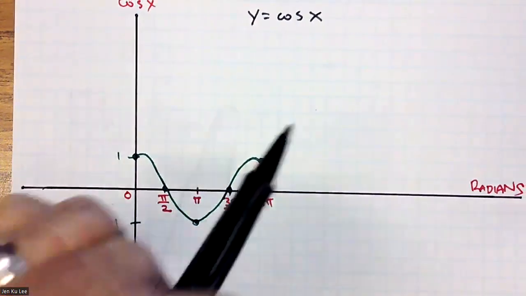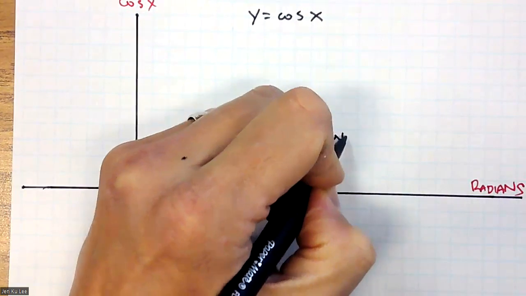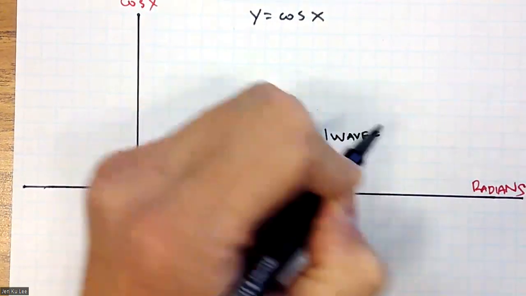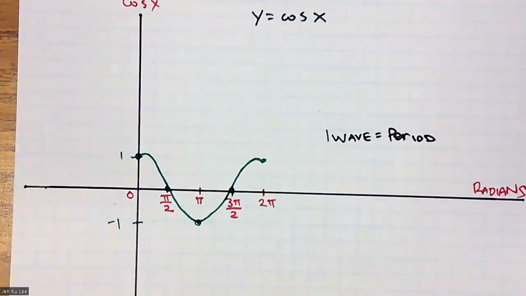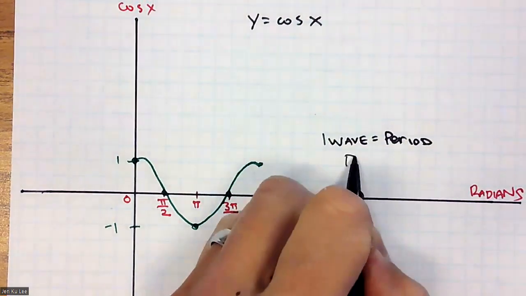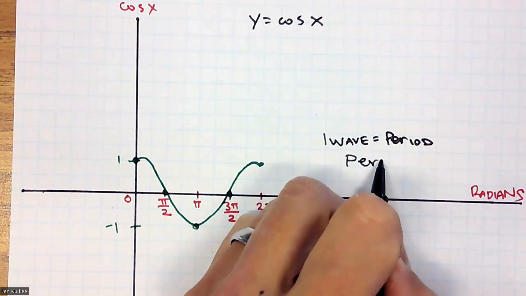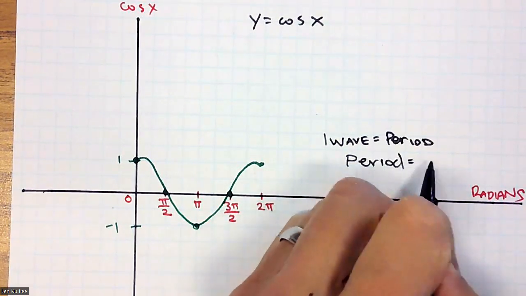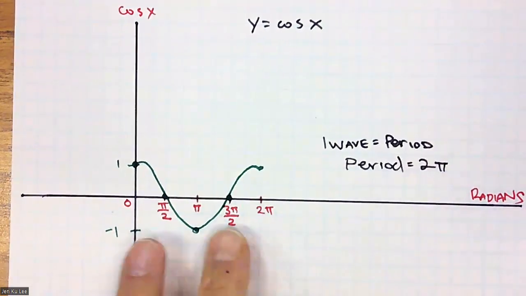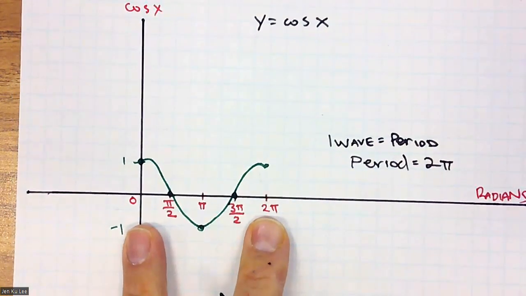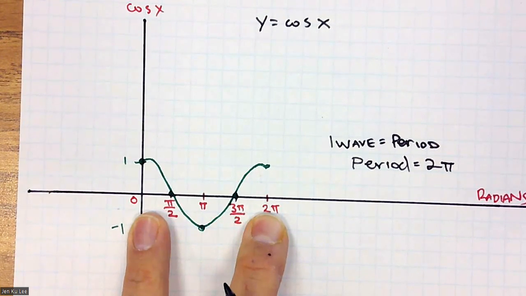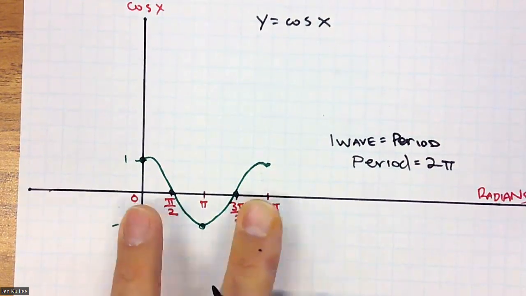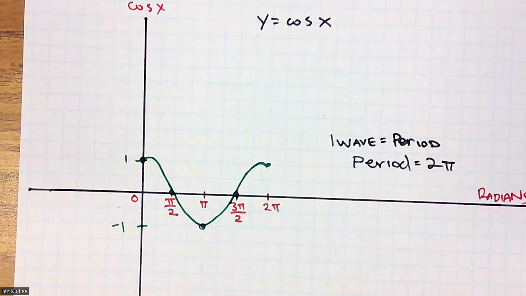So again, this is one wave, right? And that's my period. Okay. Same rules apply for the sine and cosine. The length of my period is 2 pi, or my period is 2 pi. The length of the wave is 2 pi.